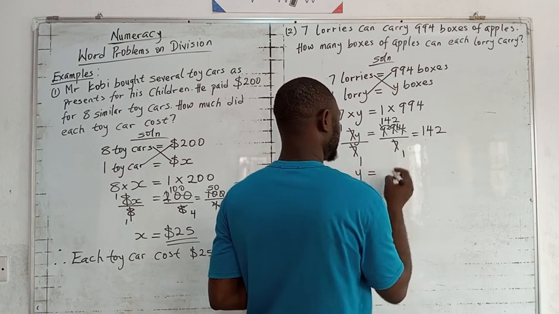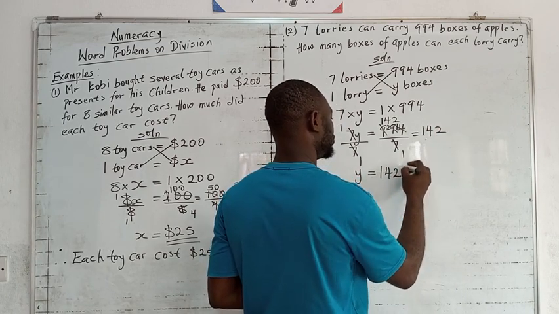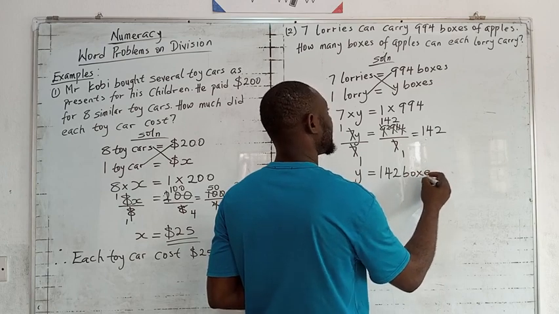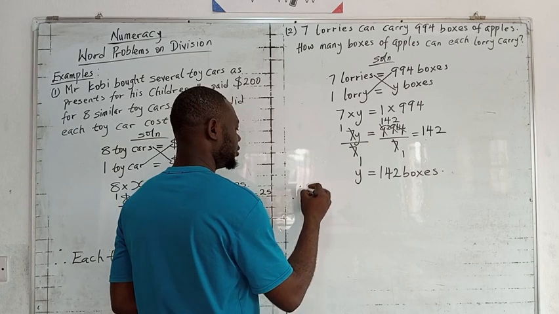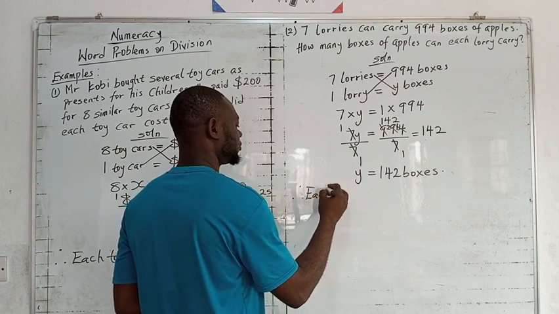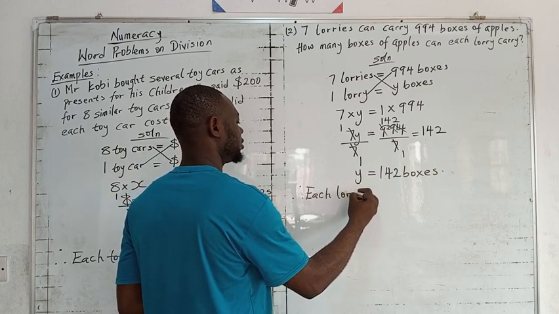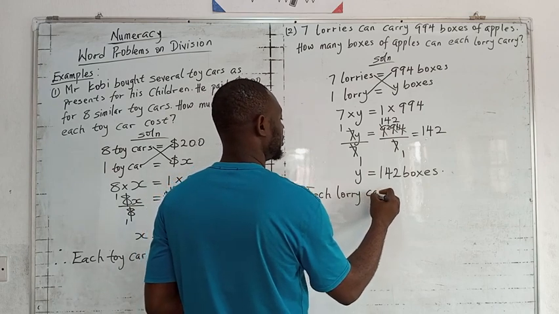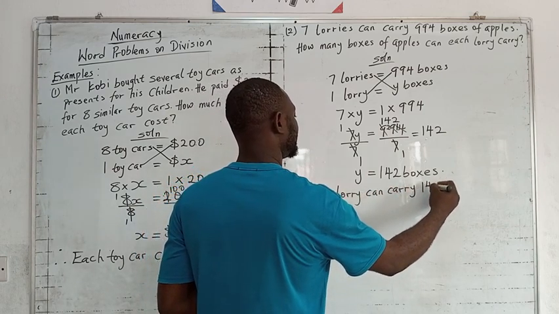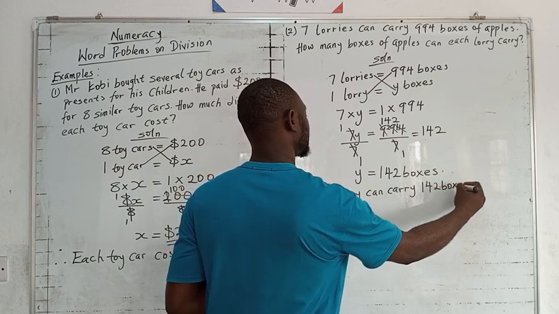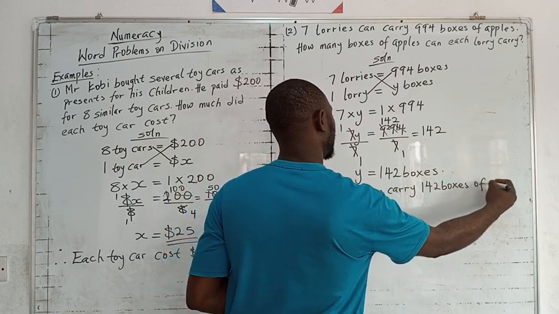142. So we have 142 boxes, so you can now say, therefore, each lorry can carry 142 boxes of apple.